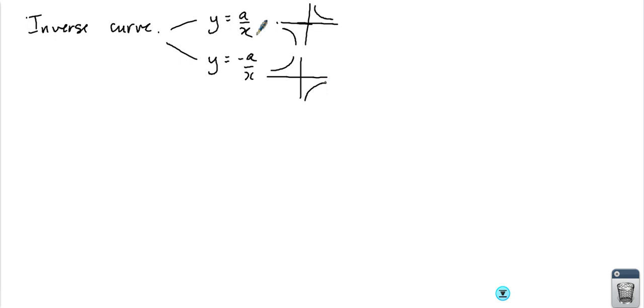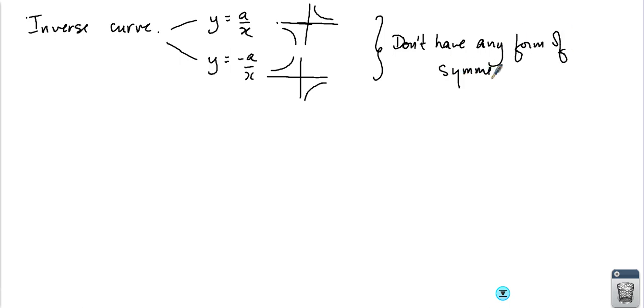And as x increases, y becomes very close to 0. When y increases, x becomes very close to 0. So that's why they are inverse curves. They are inversely proportional. Both don't have any symmetry. So that's about our curves.